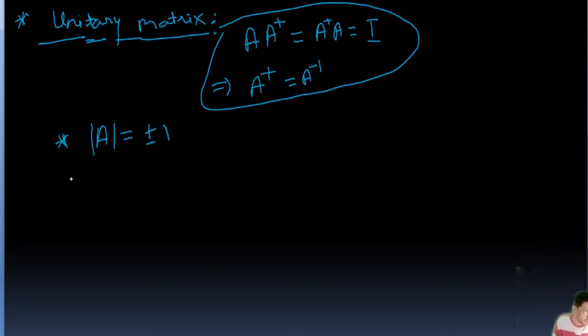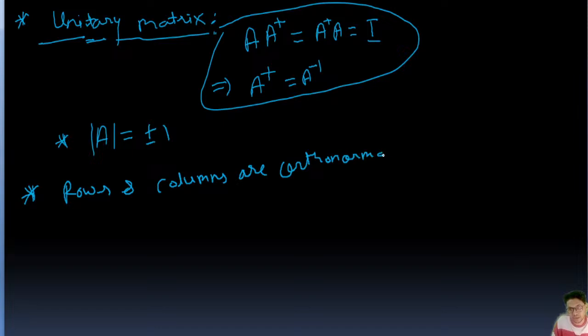Now I'll write some properties for this. Same properties like this. Rows and columns are orthonormal. It means rows or columns are orthogonal vectors. So that is, rows and columns are orthonormal. Next property.